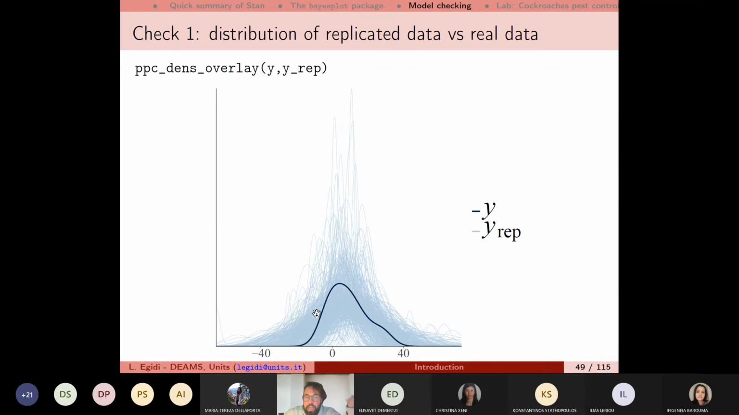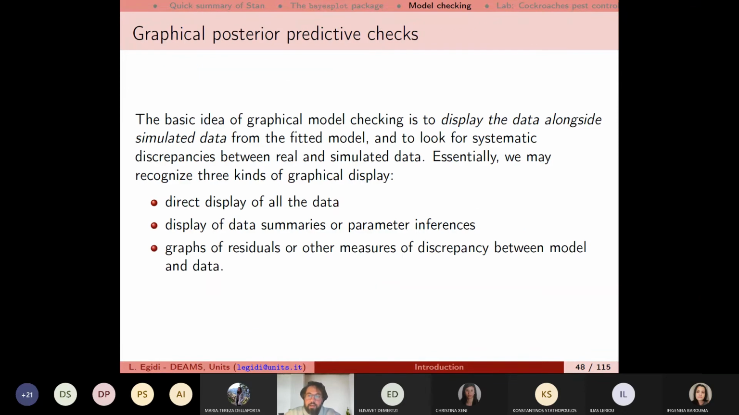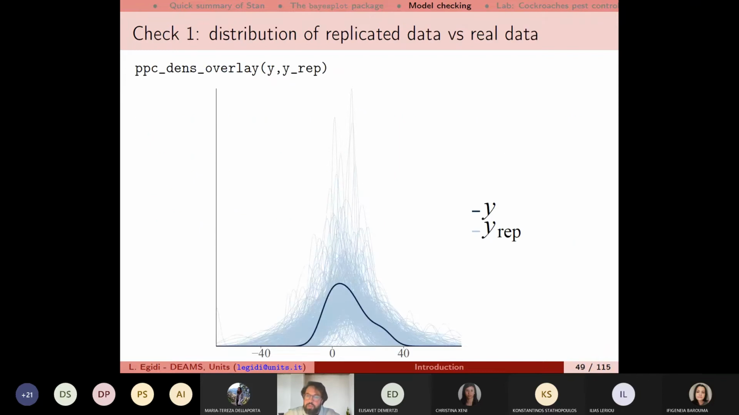Because of course, a problem would have been if my dark blue line had been completely in another place with respect to the replicated data. But the cloud of the replicated vectors contains the blue line, which is the curve for my observed data. So again, here the check is more graphical than quantitative. We have to make a graphical check, and we have to get used to the practical usefulness of these plots.